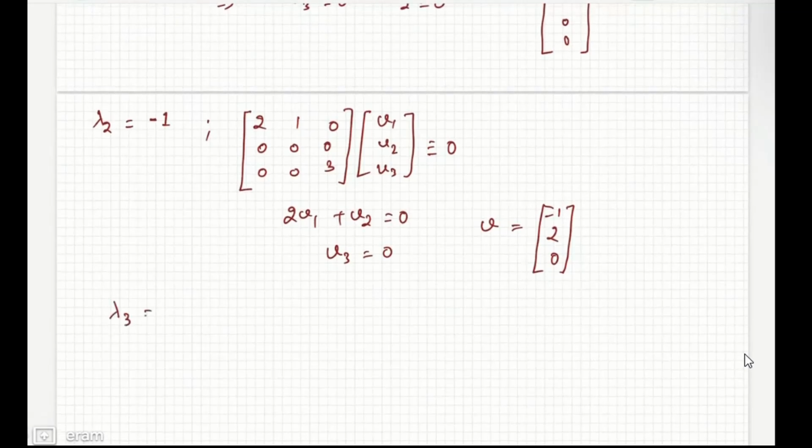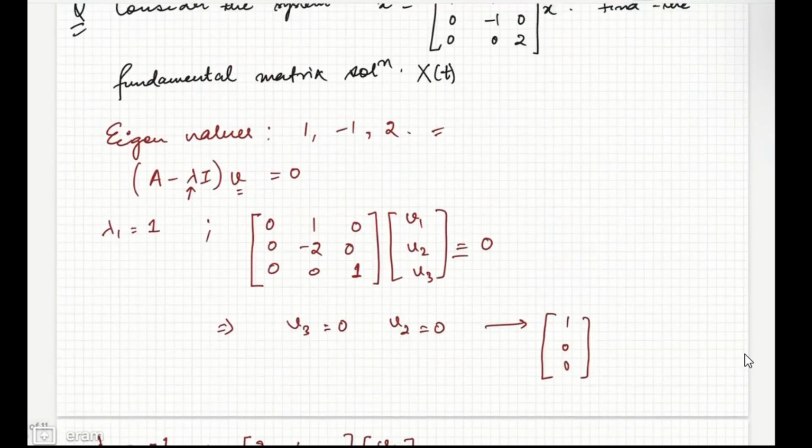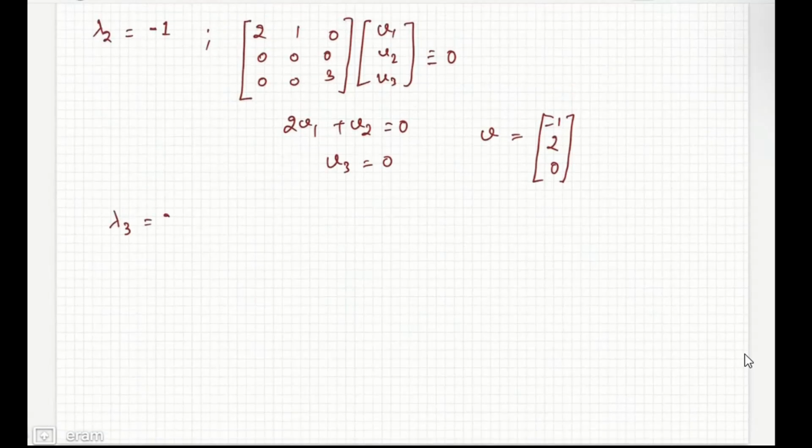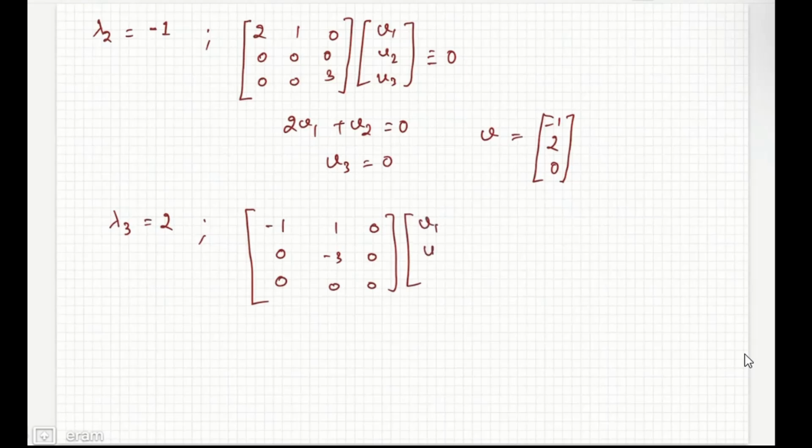Now let's calculate for the other eigenvalue, which was 2. For lambda 3 equals to 2, we get the matrix minus 1 1 0, 0 minus 3 0. Now if you solve it, you will get v as 0 0 1.